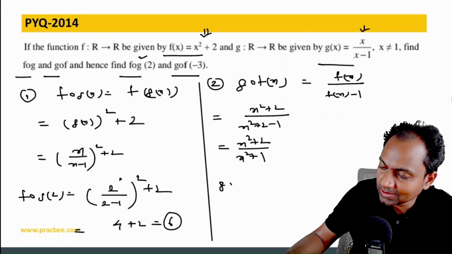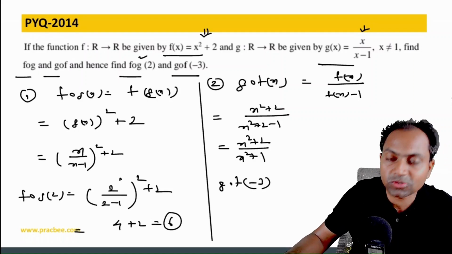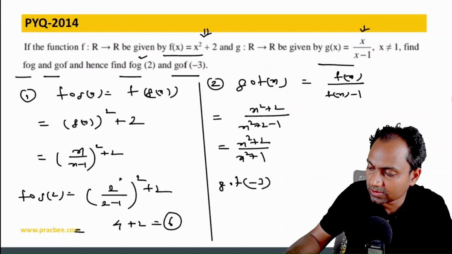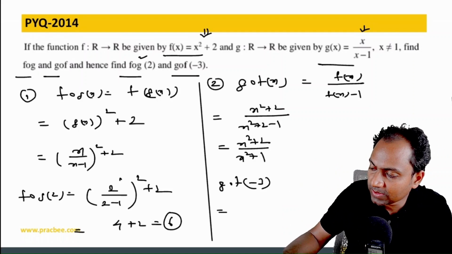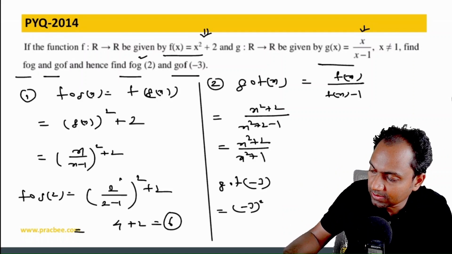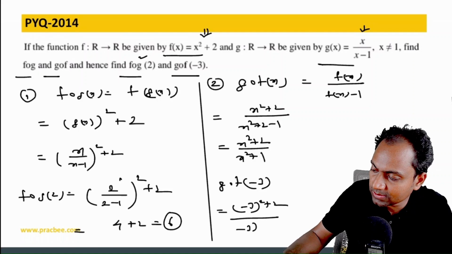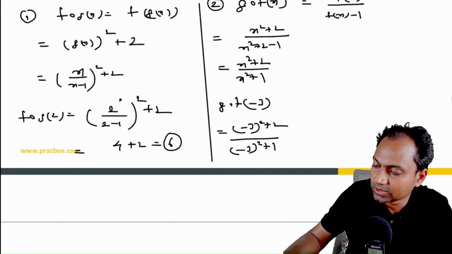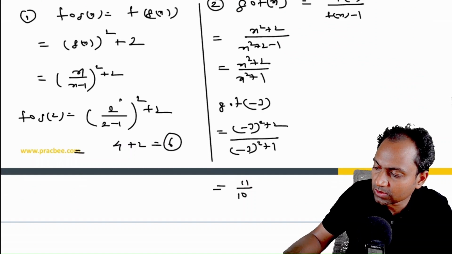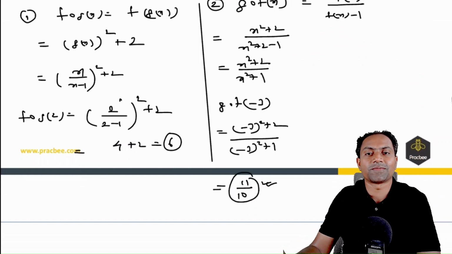Now what they're asking is the value of gof of minus 3. So instead of x, we'll put the value of minus 3. If I do so, this becomes nothing but (minus 3) whole square plus 2 by (minus 3) whole square plus 1. So the answer becomes nothing but 9 plus 2, 11. 9 plus 2, 10. 10 by 11. This is what we are getting.